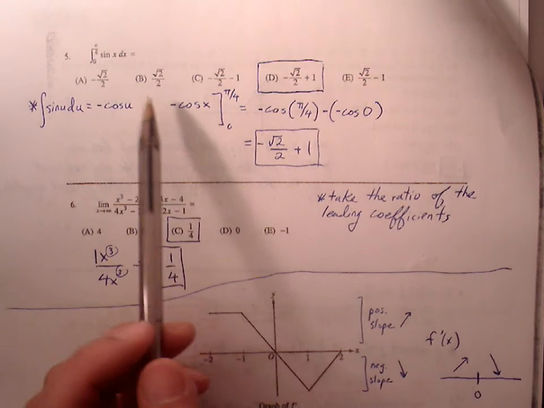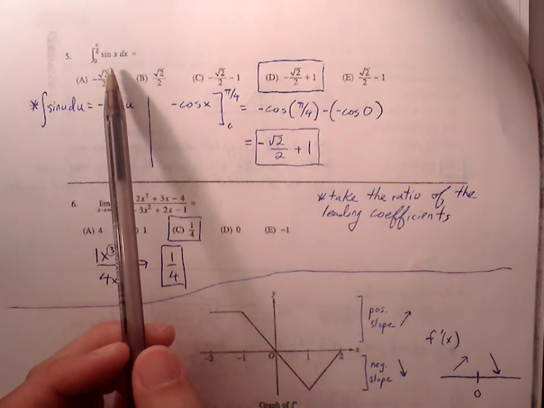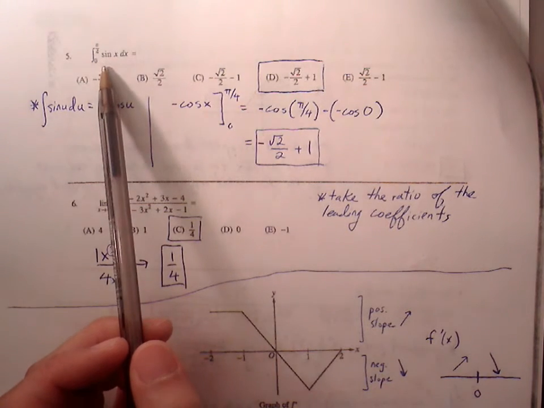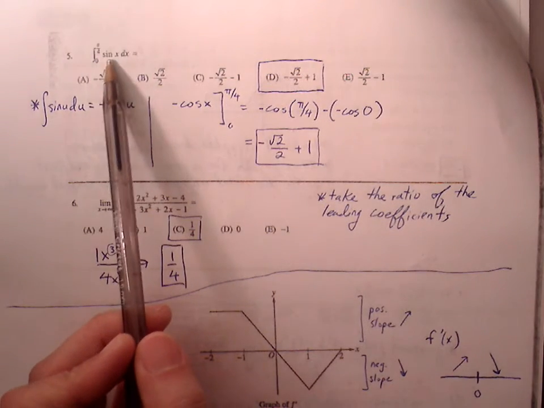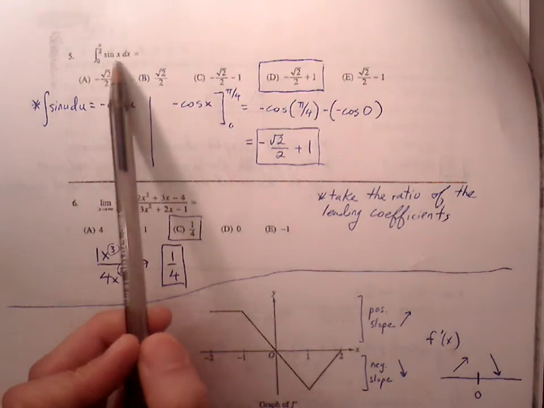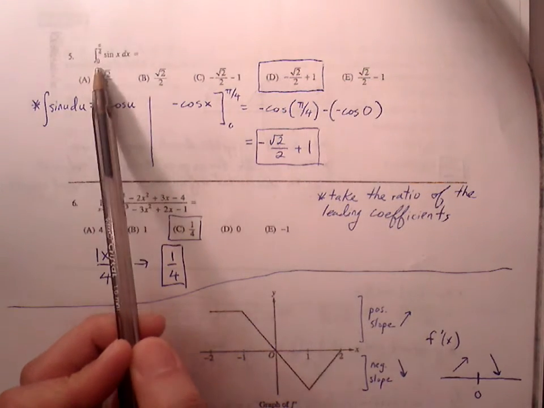Let's look at number 5 here. We're evaluating a definite integral, and again, we don't want to be plugging in the 0 and π/4 into this integrand. We've got to figure out what the antiderivative is first before we work the bounds.